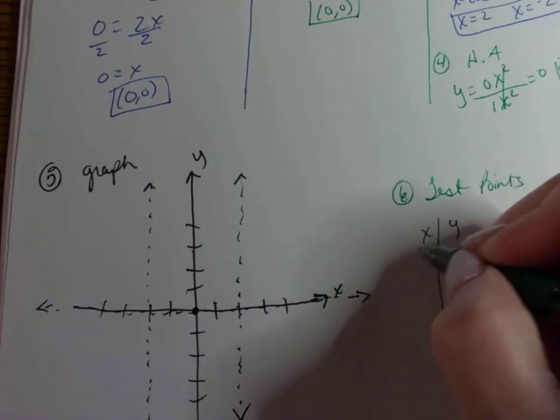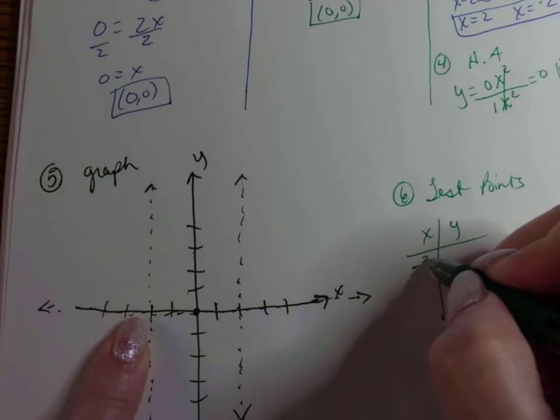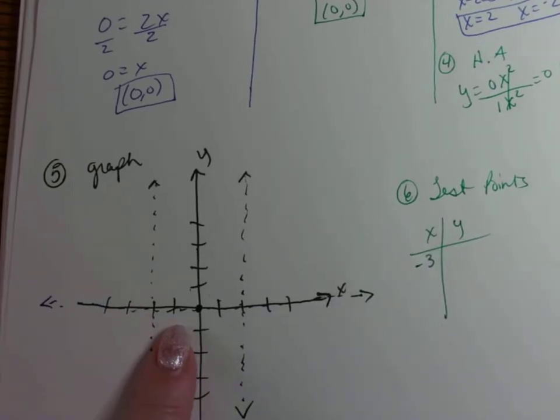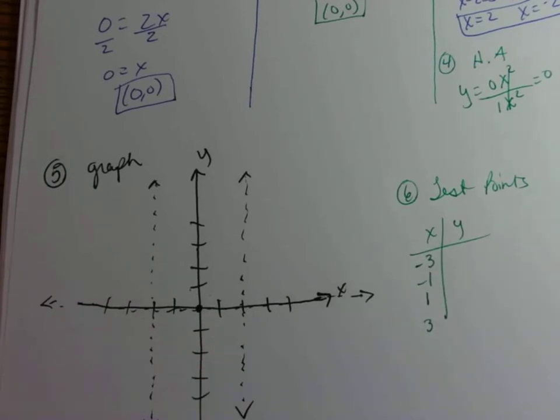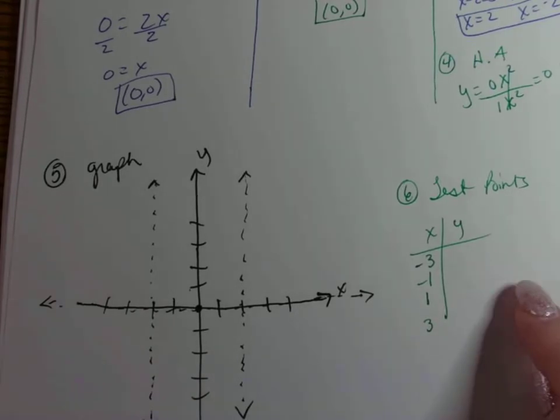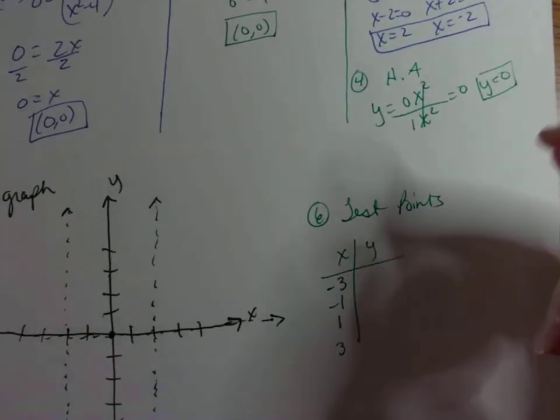So our x and our y. Our vertical asymptote is at -2, so we're going to go with -3. Then we'll go with -1. Then we need to do 1, and then we'll need to do 3. So we have to do 4 test points to figure out where the graph lands on each one. We're going to do the same thing we did on the previous graph. We're going to plug in these values into our original function.